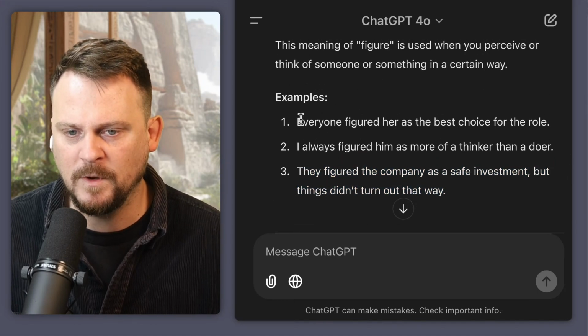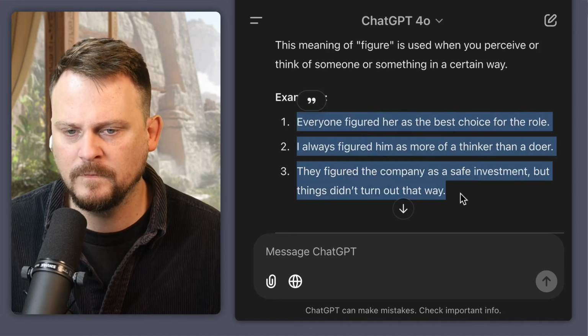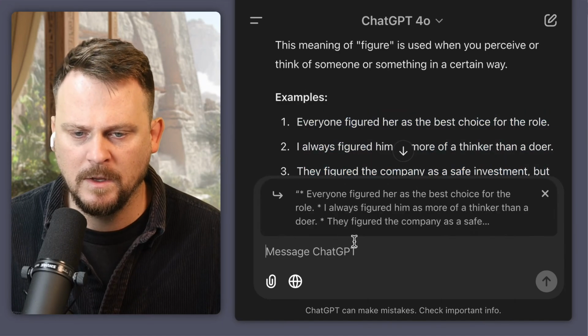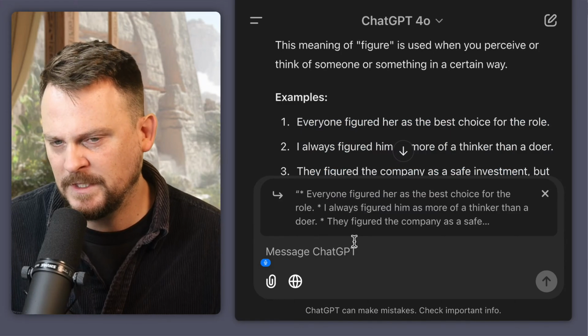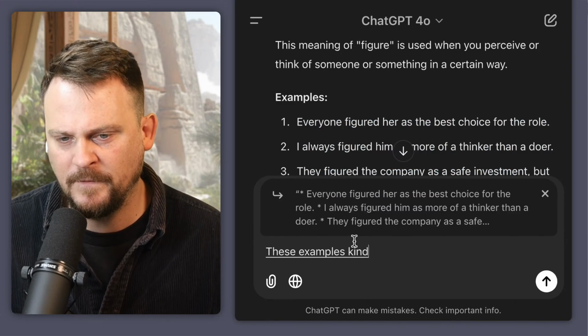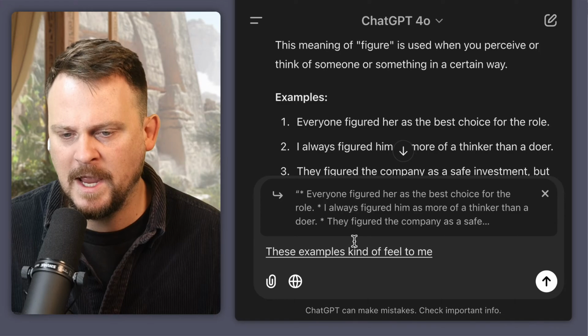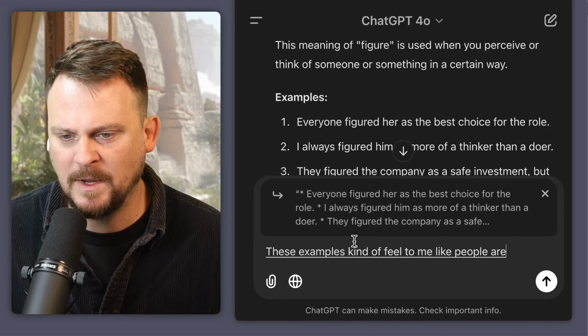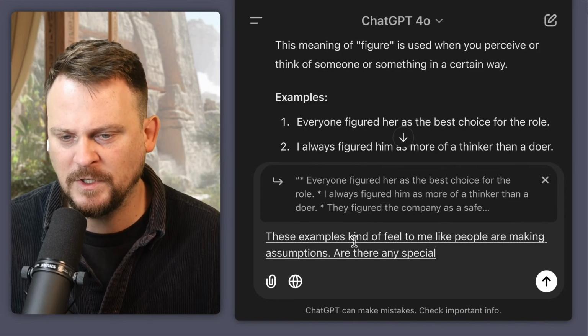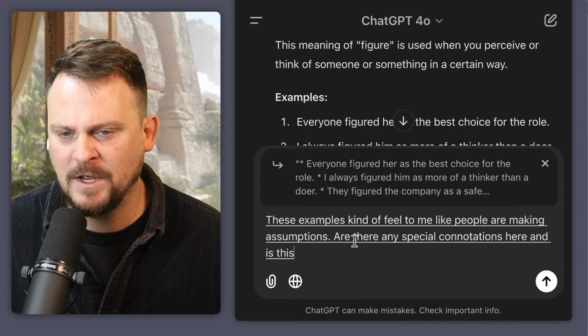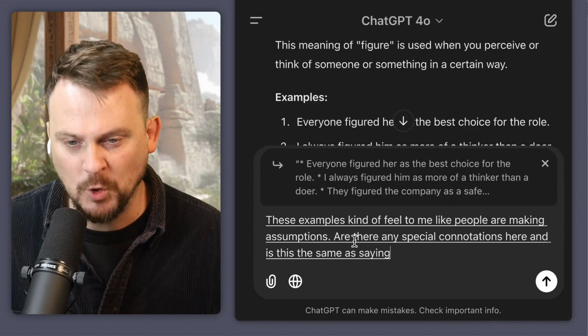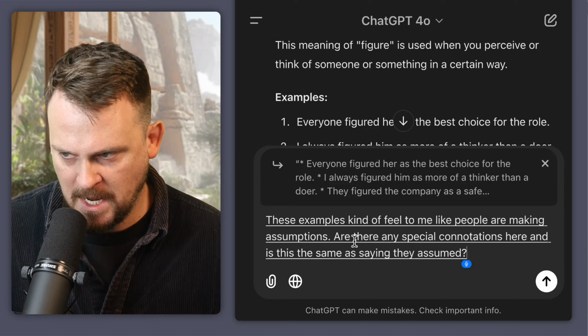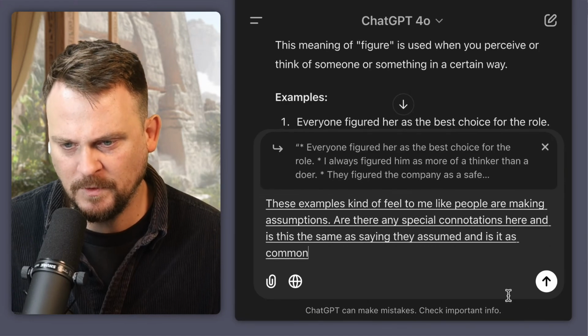Okay, so for this one, these examples kind of feel to me like people are making assumptions. Are there any special connotations here? And is this the same as saying they assumed? And is it as common as assumed?